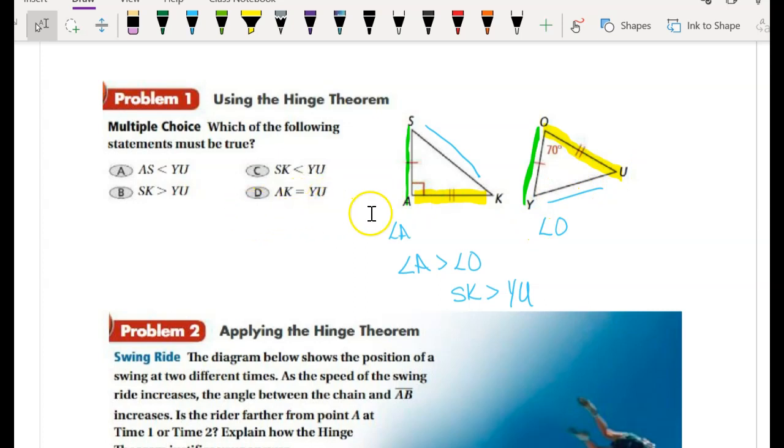Okay, let's look at D. AK is equal to YU. Well, that's not true. It could be true, we just have no way of knowing it. And let's see, SK is greater than YU. Now this one, I can say that's true because SK is opposite of the 90-degree angle and YU is opposite the 70-degree angle. So I know that this is where I need to go.